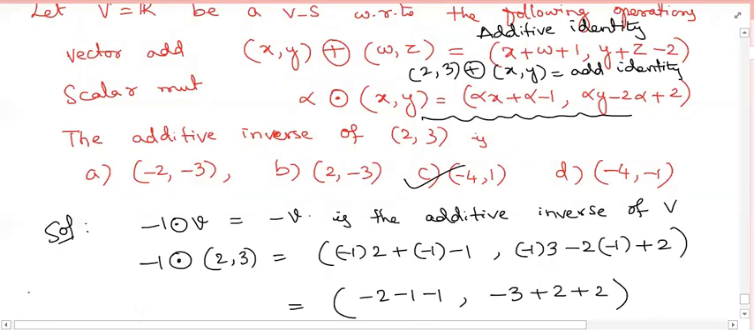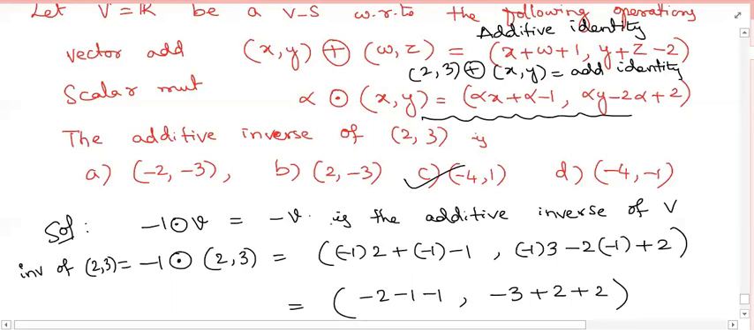So here we want to find the additive inverse of 2, 3. I'm just taking -1 into 2, 3. So we have to multiply using the scalar multiplication given in the problem. What is the scalar multiplication? You can see this one: alpha into x comma y is equal to alpha x plus alpha minus 1, alpha y minus 2 alpha plus 2. Is that clear? I'm using this. So alpha is equal to -1, x is equal to 2, y is equal to 3, right? Then use this scalar multiplication. Is that clear now? Yes, sir.